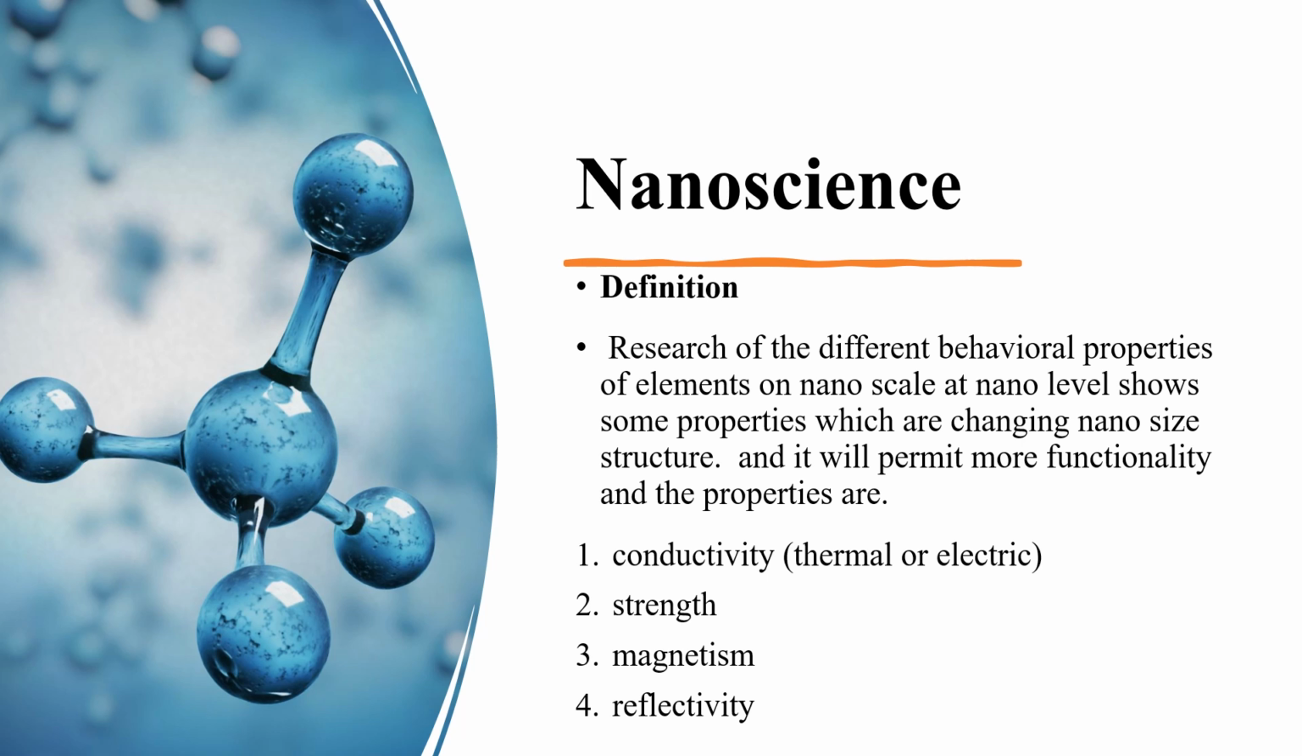Now I move toward my next topic, which is nanoscience. The definition of nanoscience: research on the different behavioral properties of elements at the nanoscale. At the nano level, materials show properties which change with changing nanostructures, and this permits more functionality. The properties are conductivity, which may be thermal or electrical, then strength, magnetism, and reflectivity.